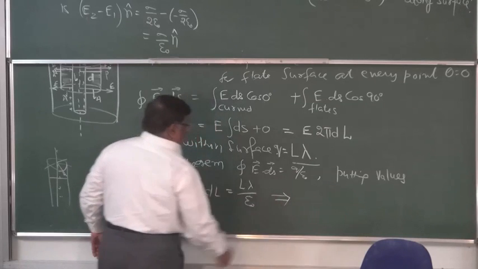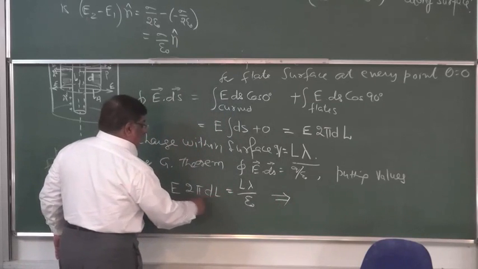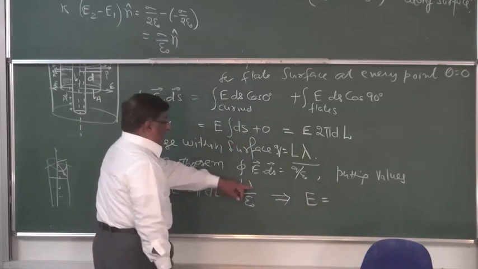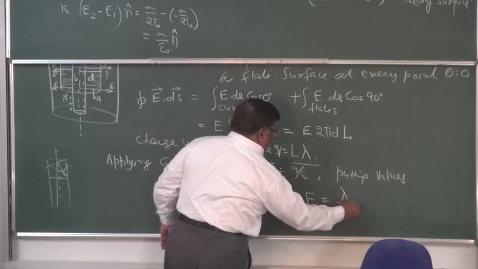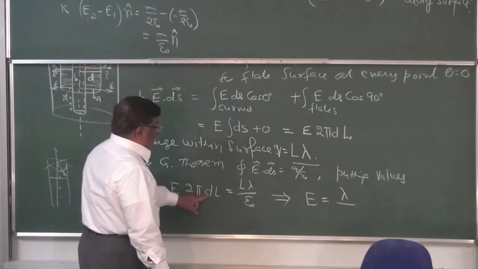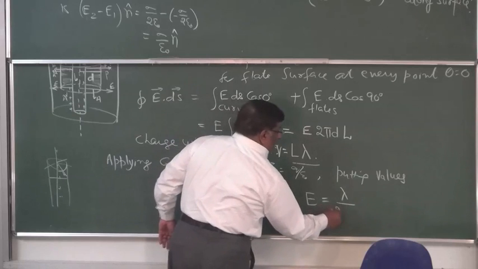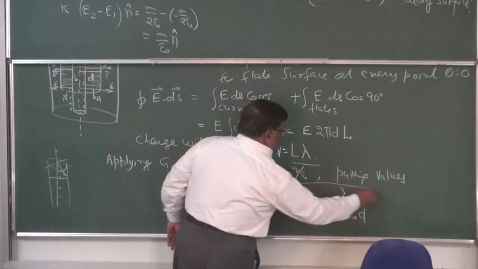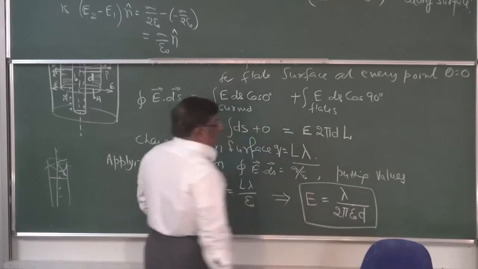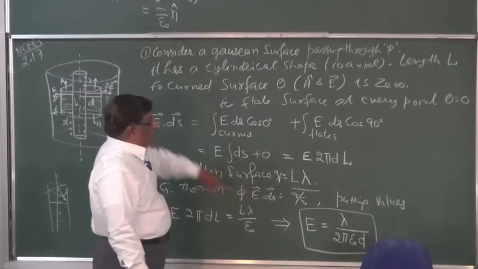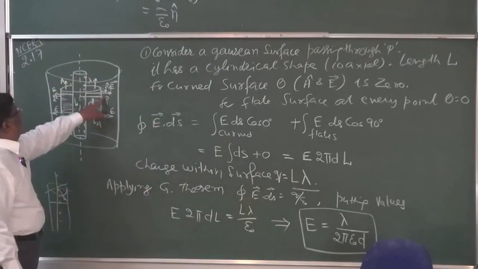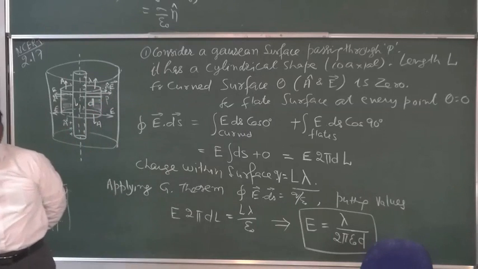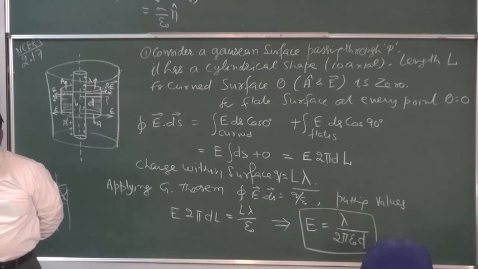And this gives us, L is cancelled from both the sides. E is equal to lambda upon 2 pi epsilon naught d. This is our expression for the electric field here at any point between the two cylinders. Now you see this result is very similar to the line charge.